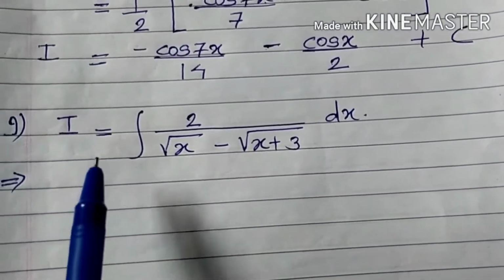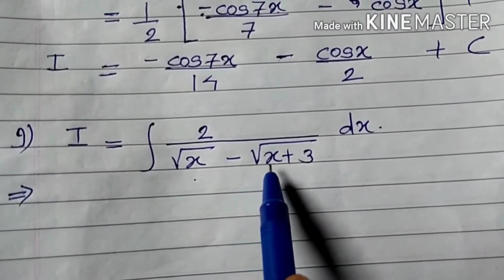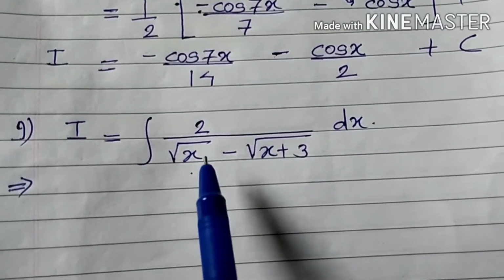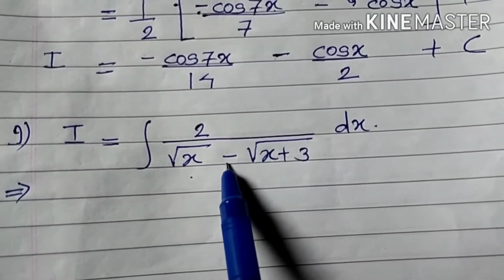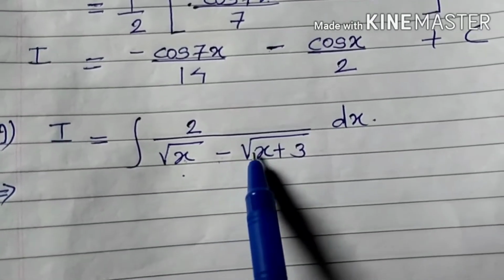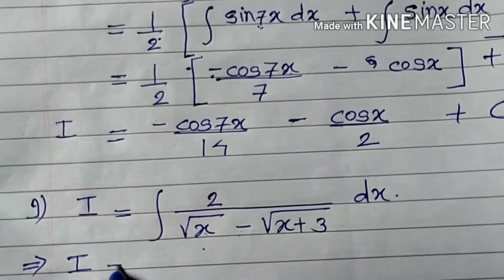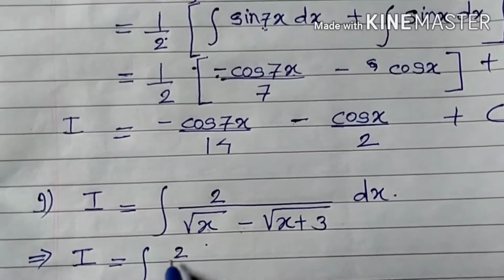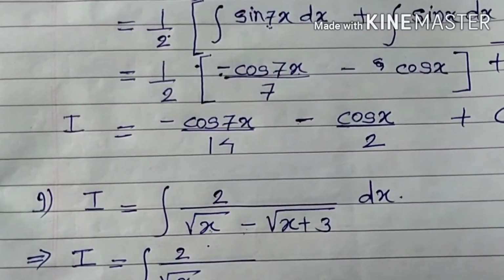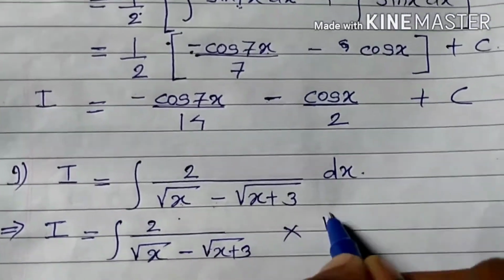Now the next example is I is equal to the integration of under root of x minus under root of x plus 3 into dx. Now multiply and divide by the conjugate. So the conjugate of this is under root of x plus under root of x plus 3. So it will become I is equal to... divide and multiply by the conjugate.